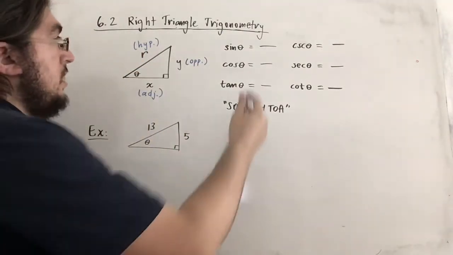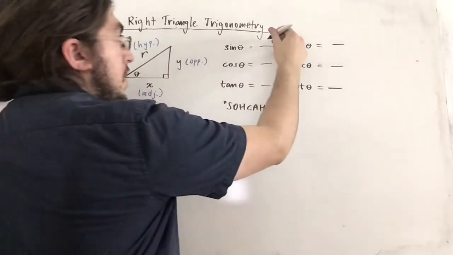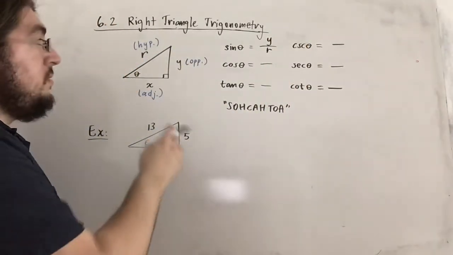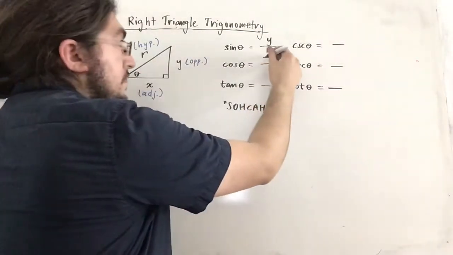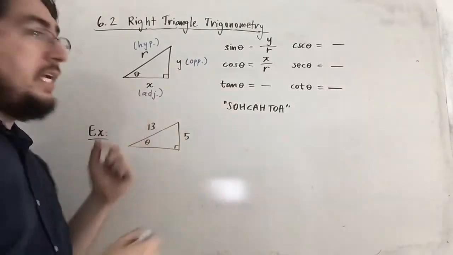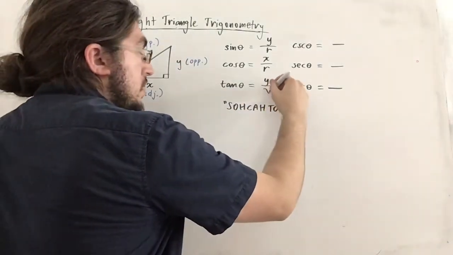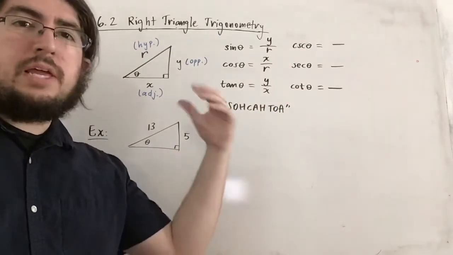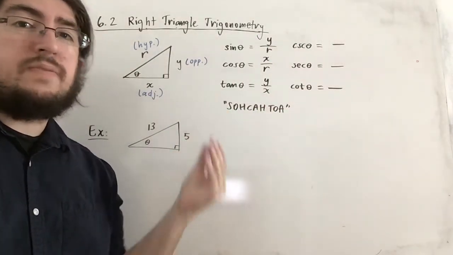Sine is opposite over hypotenuse, so that's y over r in this case. Cosine is going to be adjacent over hypotenuse, so that's x over r. Tangent is opposite over adjacent, so that's y over x. Just like that. Now these other ones are less known, but they are the so-called reciprocal trig functions.